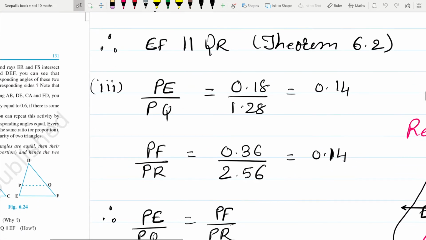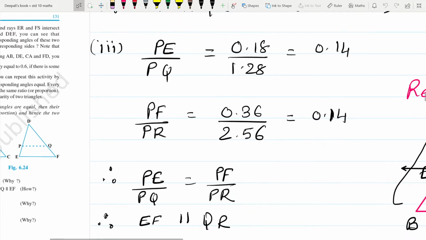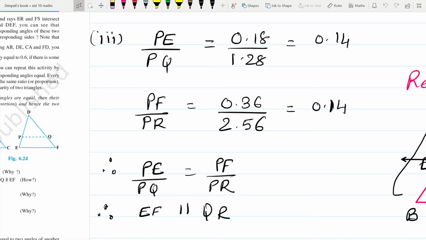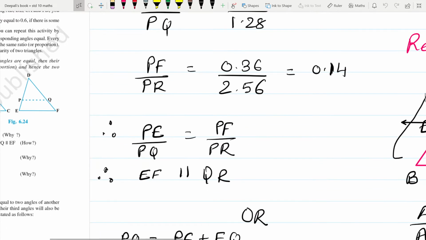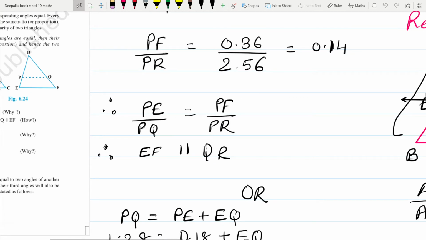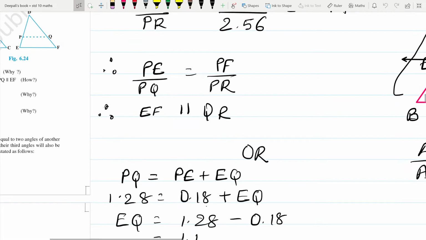In the third case, PE upon PQ is equal to 0.18 upon 1.28 is equal to 0.14, and PF upon PR is equal to 0.36 upon 2.56 is equal to 0.14. Therefore, PE upon PQ is equal to PF upon PR. Therefore, EF is parallel to QR.